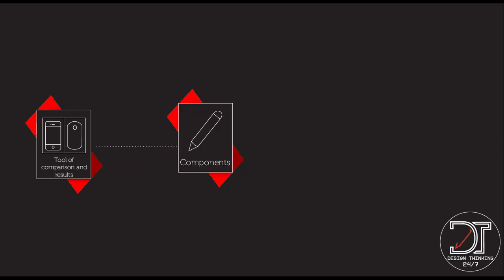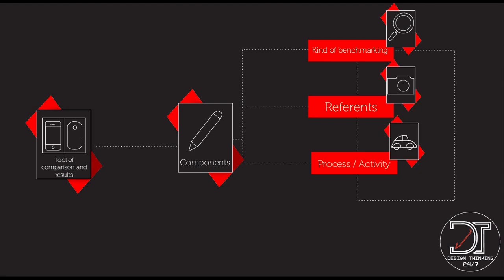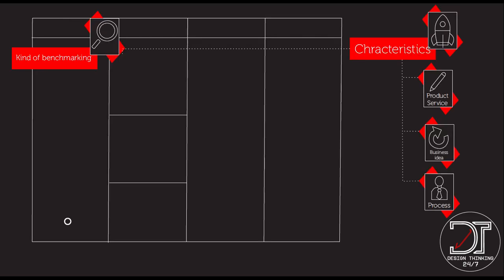The components of the benchmarking are kind of benchmarking, reference, process and activity, and result or improvements. Well, the benchmarking that I'm going to show you today is the basic one. It has four main elements, and the first one is the kind of benchmarking. This means that you need to know what you are going to evaluate: the product, the service, the business idea, process, or anything that you need to evaluate.